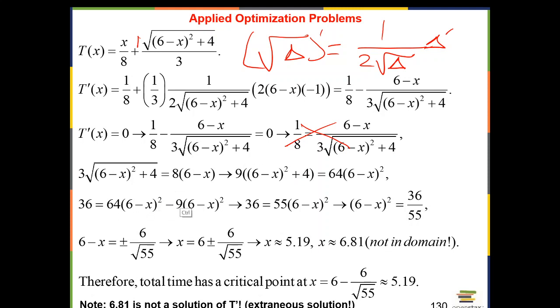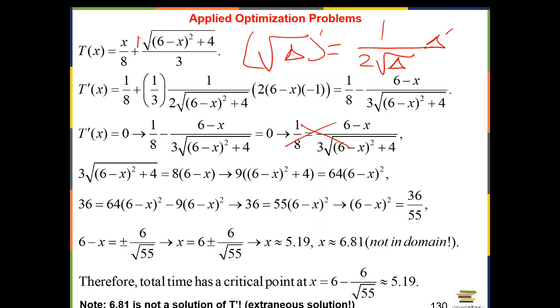And now we have 64 of something and 9 of something. We subtract, so 55 of something. And then that something we isolated because this is squared already. And we find out that this squared equals this. This is a really easy quadratic. Take the square root of both sides. And finally we get x is 6 plus and minus this.